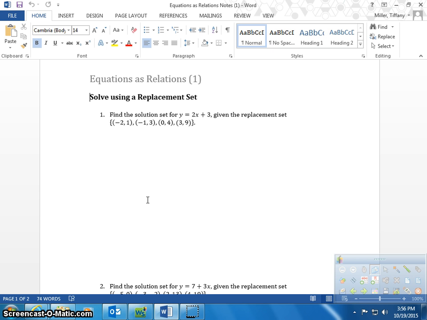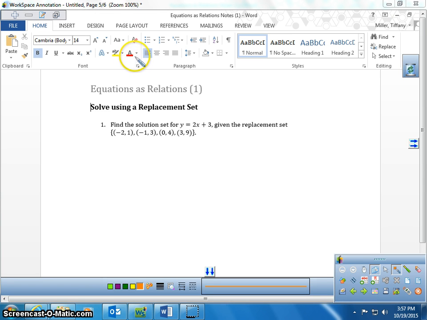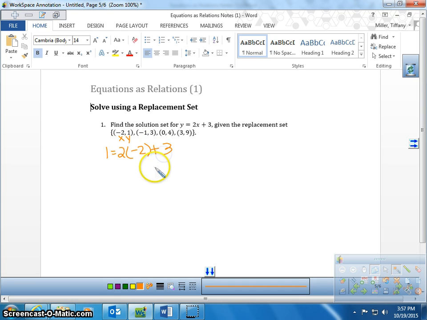Basically, the replacement set is just a set of ordered pairs, and we're going to see which of those ordered pairs works with this equation. And therefore, if it works, it is a solution set. So we're going to take this value of x and y and plug it into this equation. So we have 1 is equal to 2 times -2 plus 3. I'm going to solve this, and it should get me equal to 1. Let's see if it does.